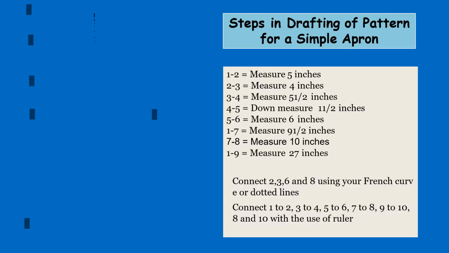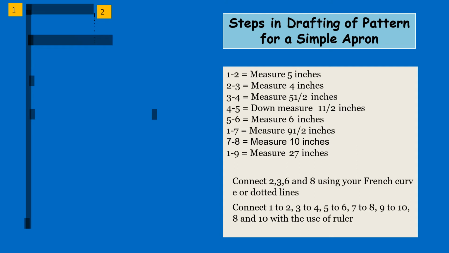Again, the steps in drafting a pattern for a simple apron. The first step is to measure 5 inches, starting from 1 to 2. So you need to make a line first. So that is number 1. Then 5 inches to get the number 2. Then 4 inches down. And then 3 to 4, 5 and 1/2 inches. So that is number 3, and then that is number 4. Then 4 to 5, 1 and 1/2 inches, so that is your number 5.